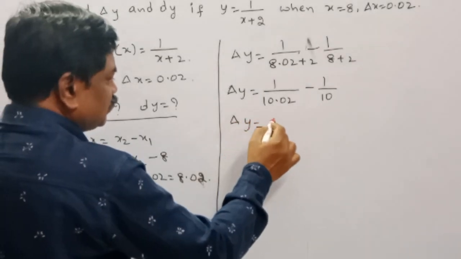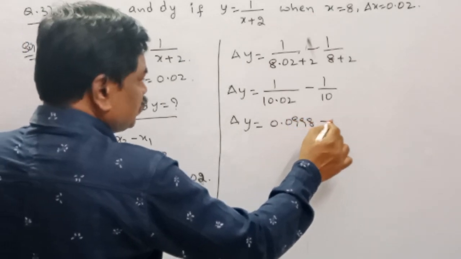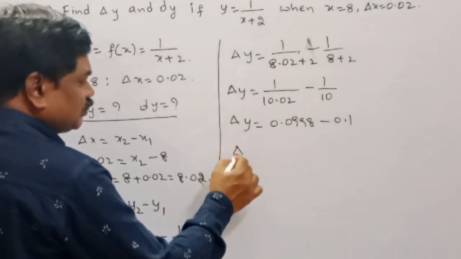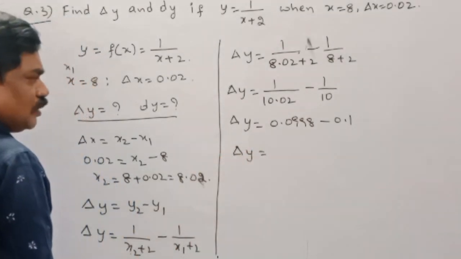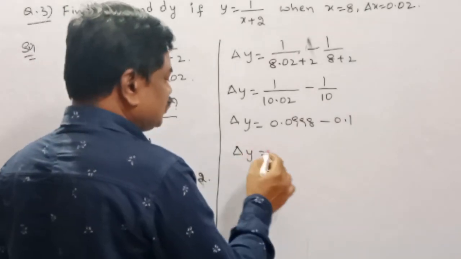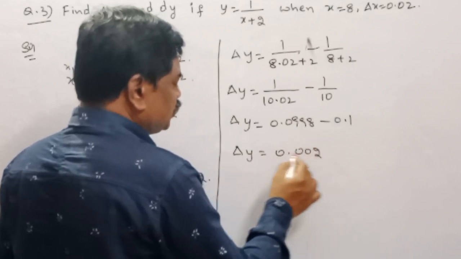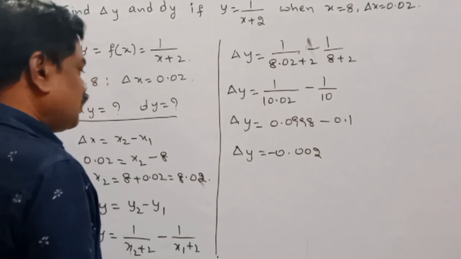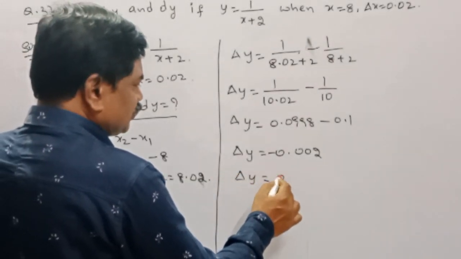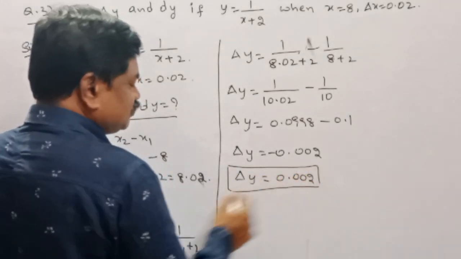Delta y is equal to 0.0998 minus 0.1. What is the value? Approximately, delta y is equal to minus 0.002. So delta y is minus 0.002.